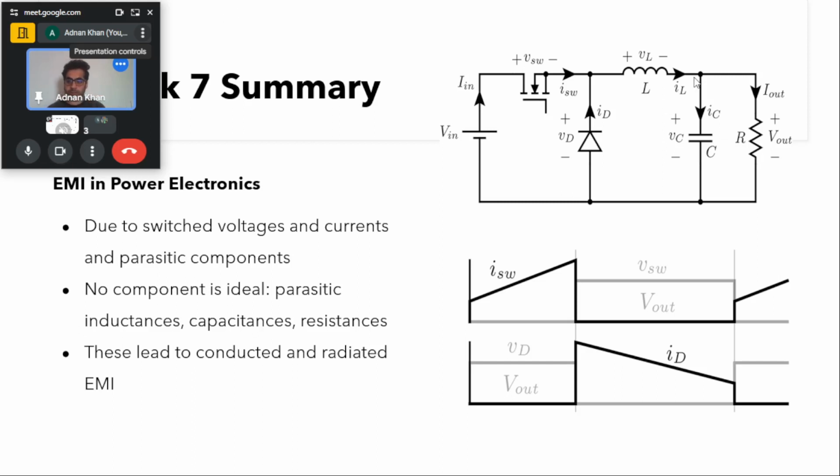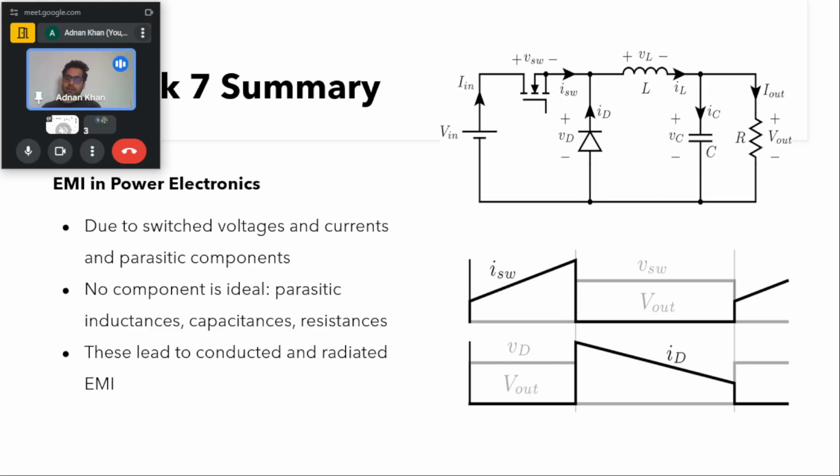If the dV by dt and di by dt at that particular node is very high, then even if the values of this inductor and capacitor are very low, whatever current or voltage gets generated will be of some appreciable amount, which can then affect the operation of a particular component.